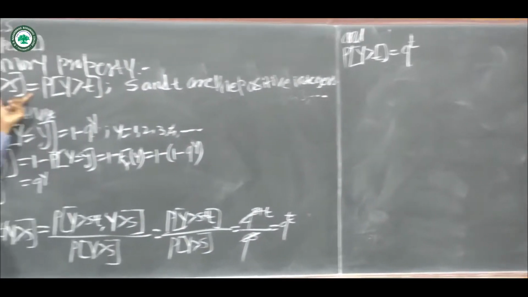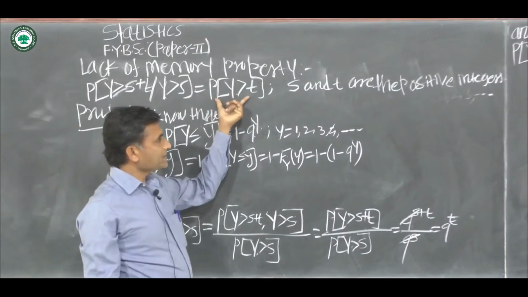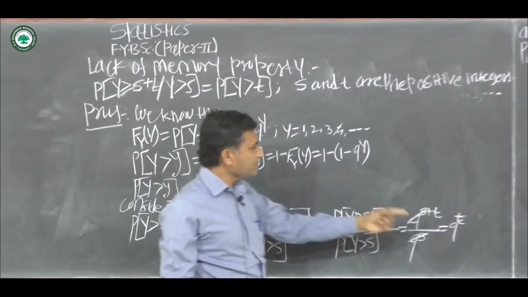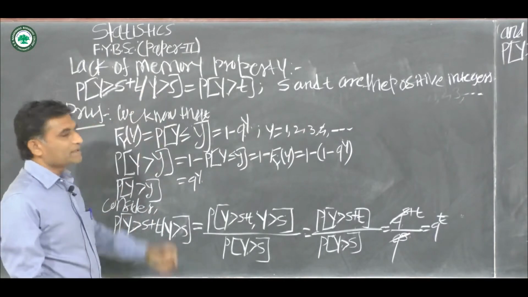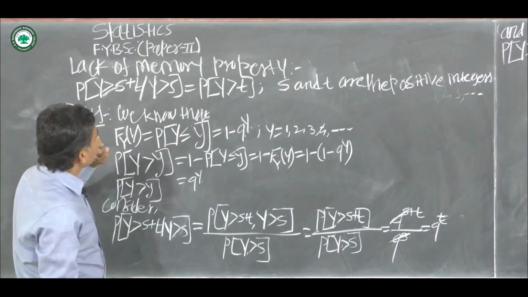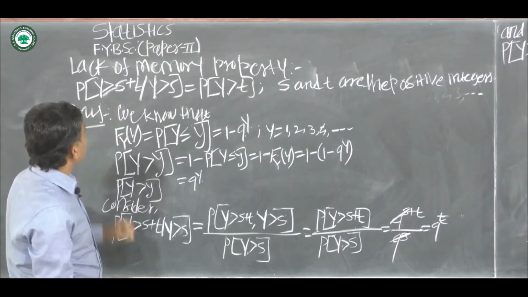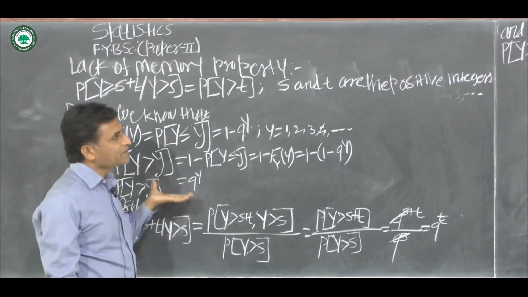From these statements, the left hand side of the statement is equal to the right hand side, that is q raised to t is equal to q raised to t, meaning both probabilities are the same. Hence the proof of lack of memory property of geometric distribution, this is the proof.